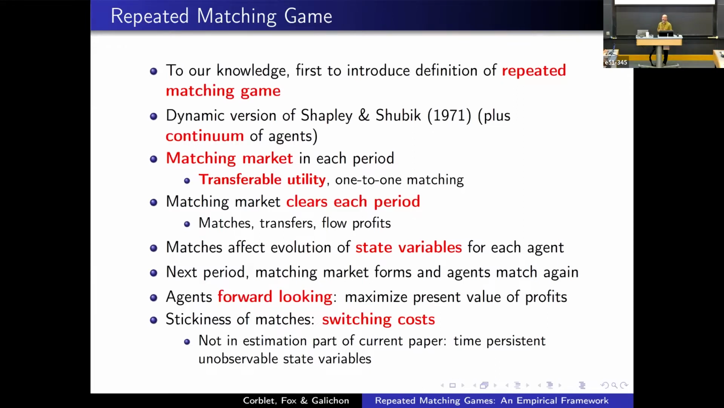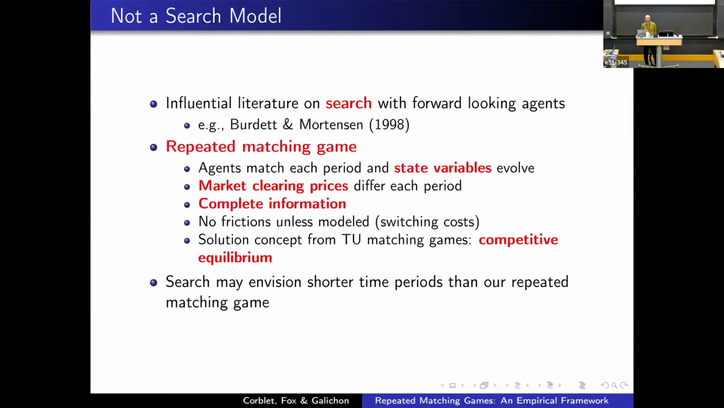As it stands, if there are no frictions in the model, you might envision the model is going to predict a lot of switching. If you want to put in some stickiness, one way of doing that is with switching costs. To skip to the end of the paper and think about econometrics, one thing that we're not really dealing with in this version of the paper in terms of estimation is time persistent unobserved state as an alternative explanation for stickiness.